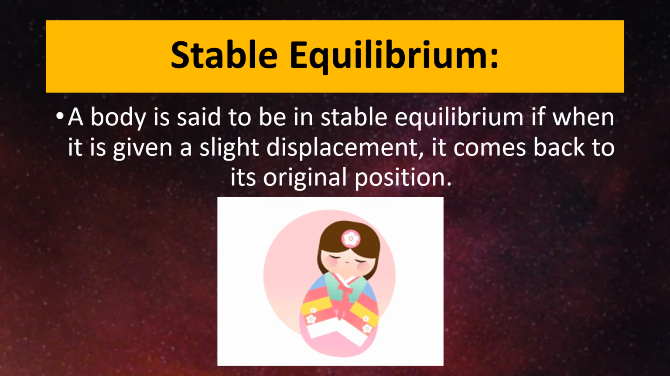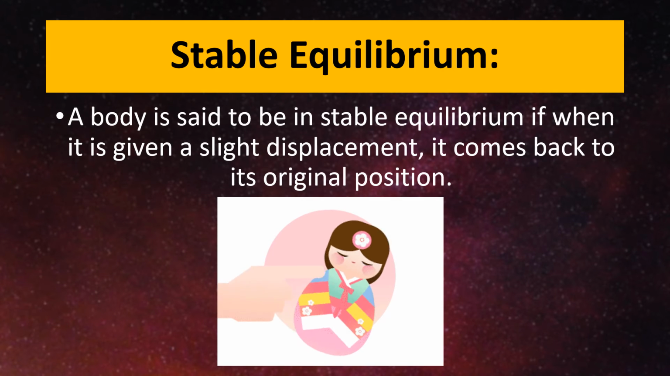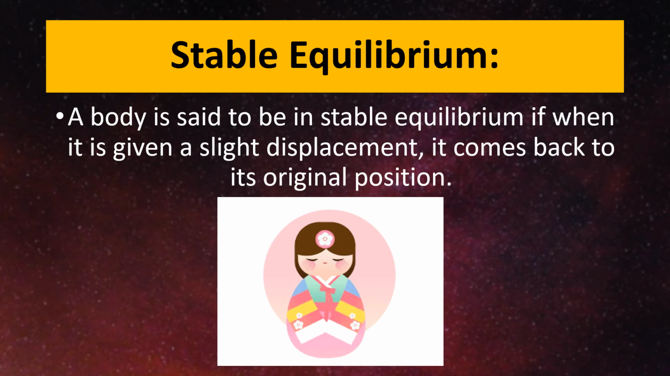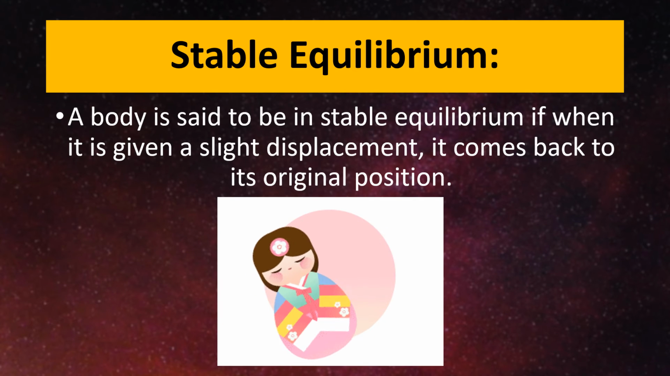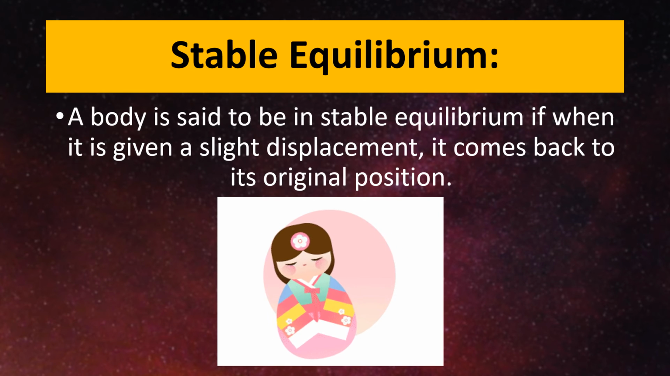A body is said to be in stable equilibrium if, when it is given a slight displacement, it comes back to its original position, as seen here. Here, we see that a hand gives this roly-poly doll a slight push, and the roly-poly doll, after moving a little, comes back to its original place.